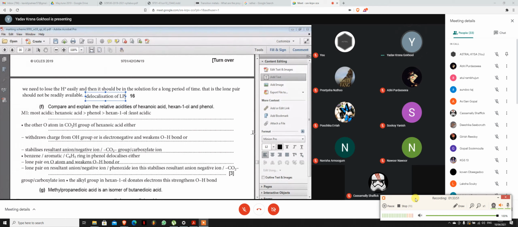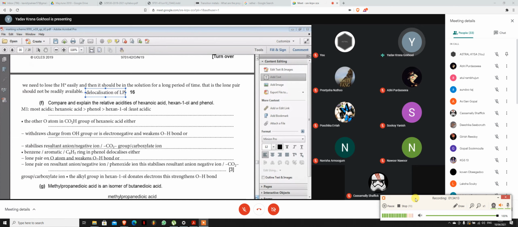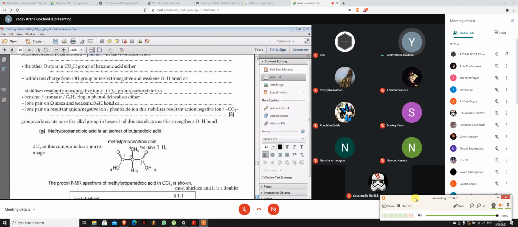So in phenol, we have the delocalization. That is why it is not readily available. So compared to hexan-1-ol and phenol, in hexan-1-ol, the lone pair is readily available. In phenol, it is not readily available. In phenol, you will have H+ ions in the solution for a longer period of time.